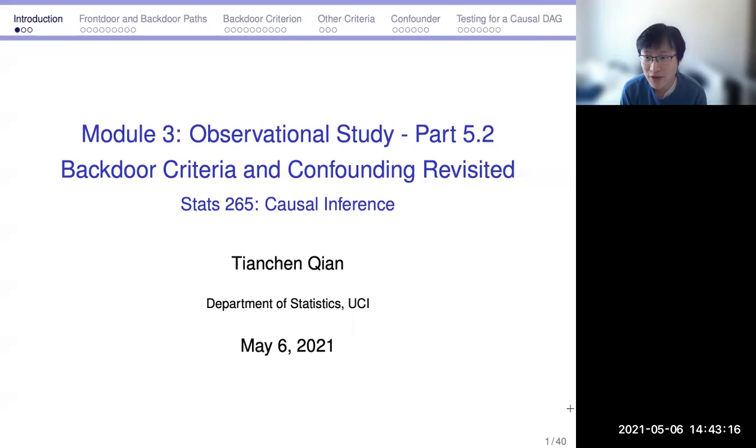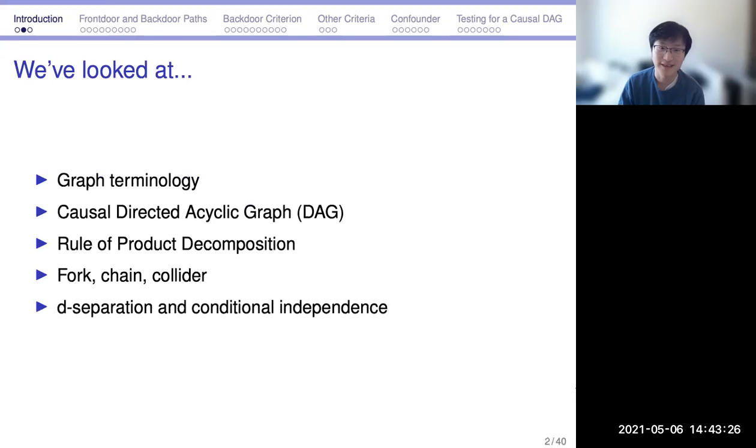Okay, if no more questions, now we can go to the exciting part. Previously, we have been trying to lay the foundation, the mathematical groundwork for causal DAGs. We have talked about what is a graph, a causal DAG, and the rule of product decomposition. We talked about these 3 types of structures and their implied independence results. And we just talked about what is d-separation and the resulting conditional independence.